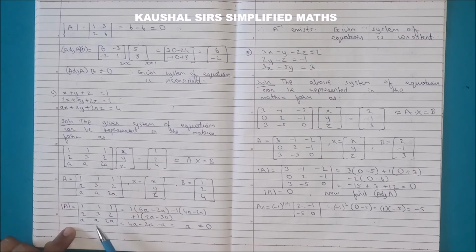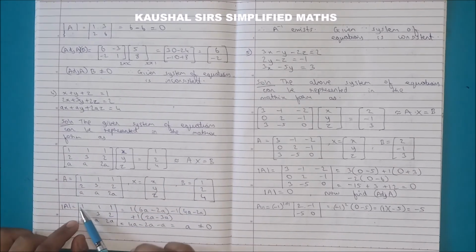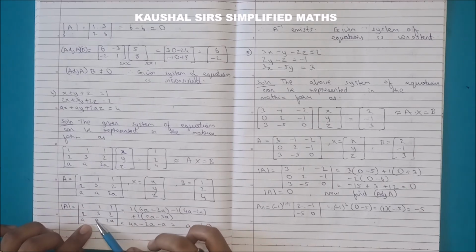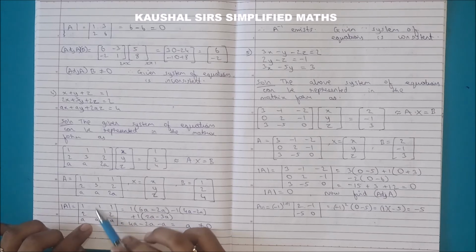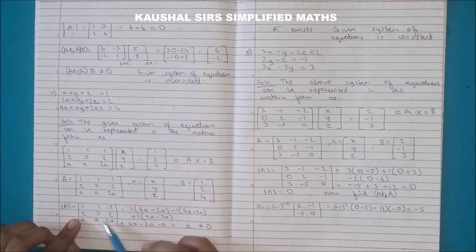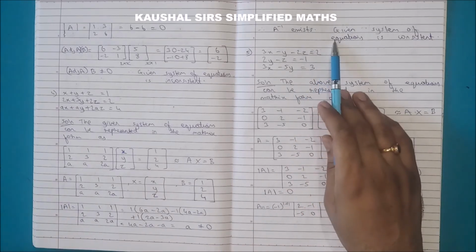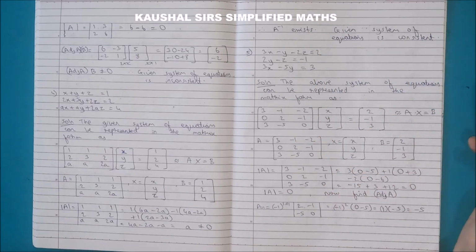So your next step is finding the determinant of A. We are expanding along the first row. So we get 1 into 6a minus 2a. Change the sign of this element, so minus 1 into 4a minus 2a, and then take this element 1 into 2a minus 3a. So we are getting the determinant of A as a, which is not equal to 0. So directly we are going to say the given system of equations is consistent.